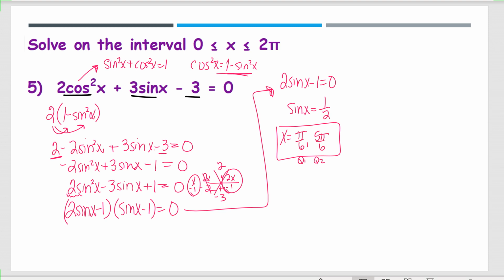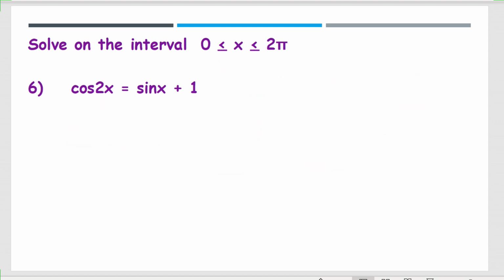All right, and then our other factor is sine of x minus 1 equal to 0. So when we isolate, we determine where sine equals positive 1. That only happens at pi over 2. Okay, great job. We are plugging and chugging along. Here we go. Number 6.